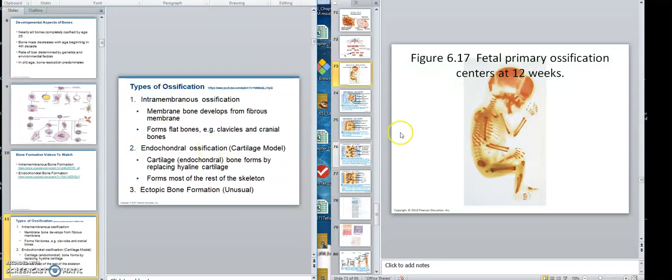The long bones and some of the others, irregular, sometimes are harder to make because of their three-dimensional design. So you need a model, like a prototype in the car industry. You know how the car industry does a prototype. So the body makes a cartilage model, and then you ossify over that model.